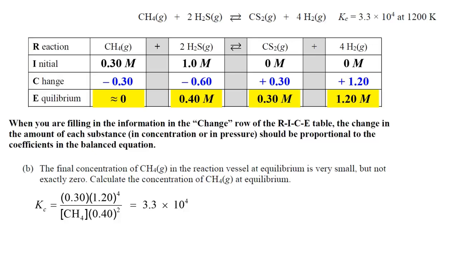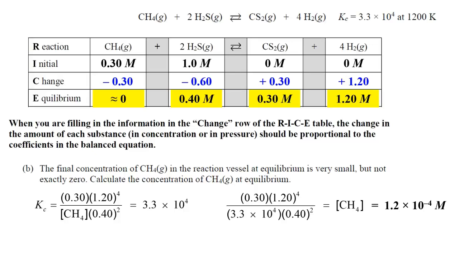And as I rearrange this equation, I'm going to get the concentration of CH4 on one side of the equation. So here is the information I have to put into my calculator. 0.3 times 1.2 raised to the 4th power, and then divided by the product of the following. 3.3 times 10 to the 4th power times 0.4 squared. So if I put all of that information into my calculator, what I should get is a small number that is not exactly 0. So the concentration of CH4 at equilibrium is, in fact, a small number. So the number I got in my calculator was 1.2 times 10 to the negative 4. So that is the answer to part B of question 13.